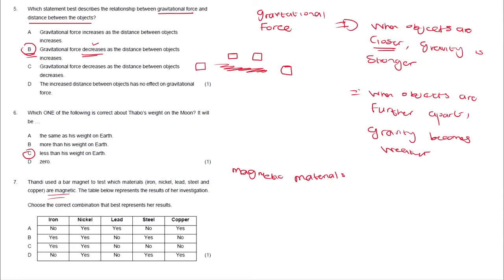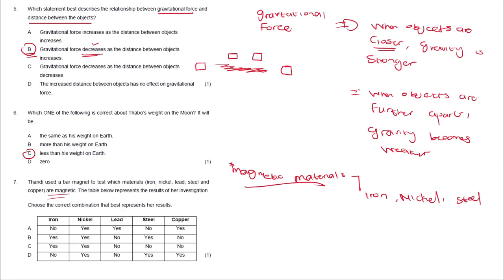And we can list them. So magnetic materials include iron, nickel, and it also includes steel. So these are magnetic materials, right?